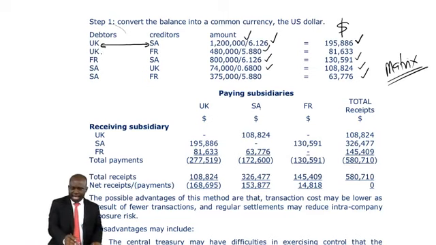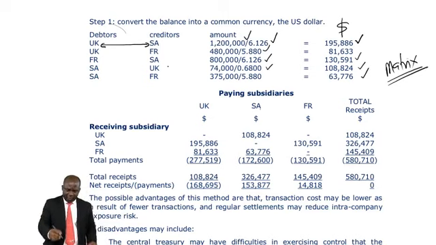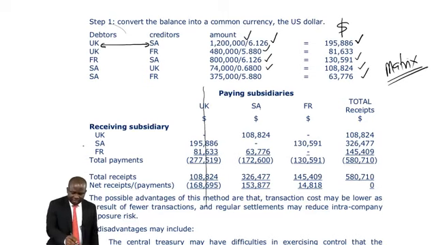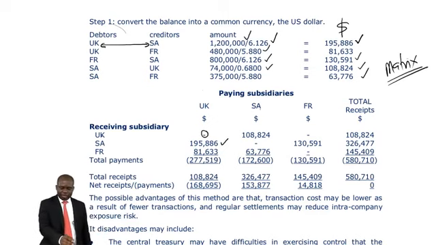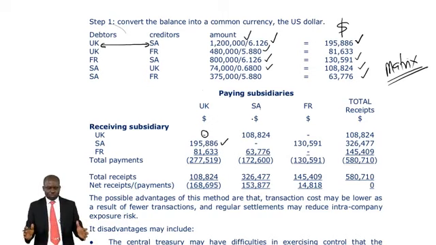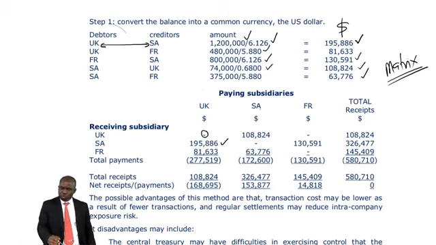So when I come here, UK is going to pay, South Africa is going to receive. Therefore, this is UK paying, we're reading down. South Africa receiving, you read across. Where they intersect, that is the reason why you see the money being put at this point. This place is zero because UK cannot pay itself and UK cannot receive from itself. So UK paying, you read down. South Africa receiving, you read across. Where they intersect is where you put the figure.